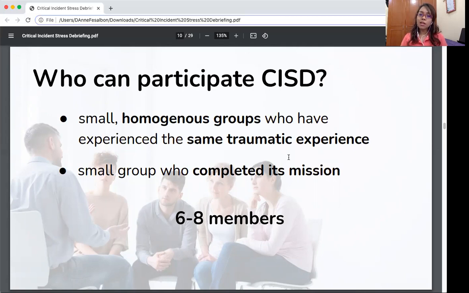So you cannot facilitate CISD with those who have not yet finished their current mission, or where the experience is currently happening. It has to be after. Usually, the group is composed of 6 to 8 members. It also depends on the need, but that's the ideal number.